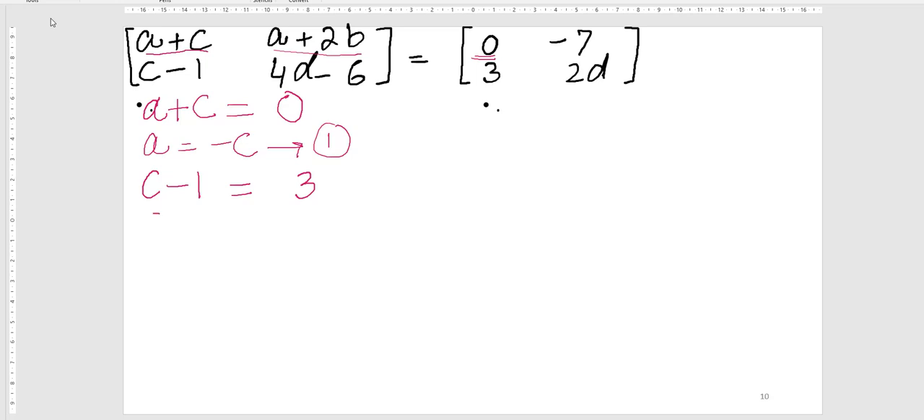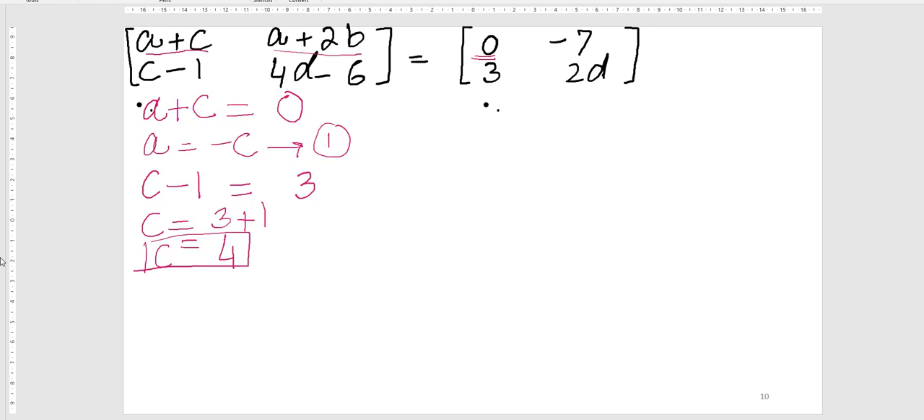So C is equal to, if I move this negative minus negative 1 to the other side of the equation, it will be positive 1. So the value of C is 4. Right? So we got the value of C. So here C, I told you this is equation 1. Here is A is equal to minus C. And now you know the value of C is equal to 4.